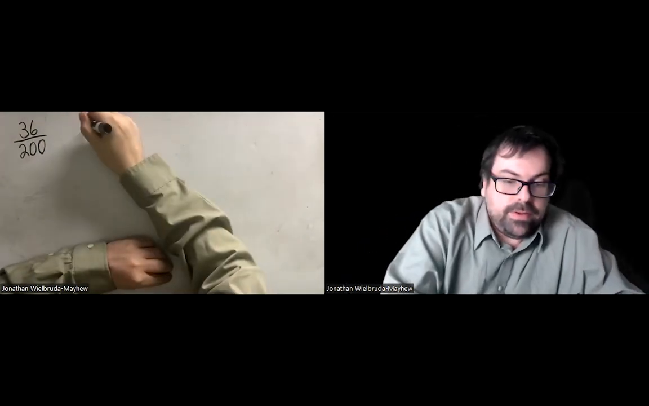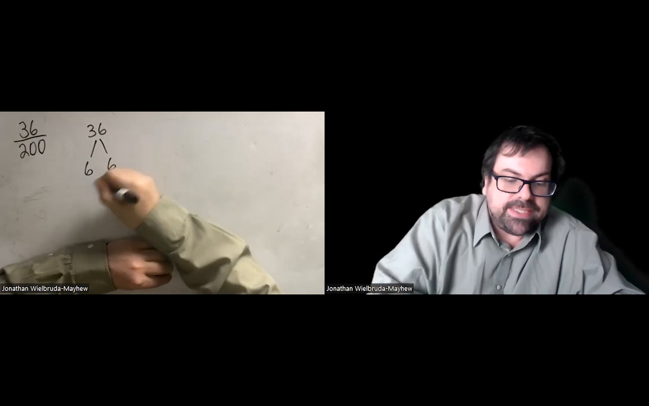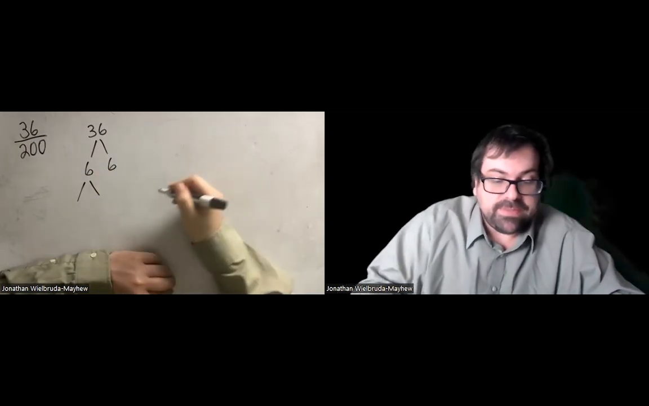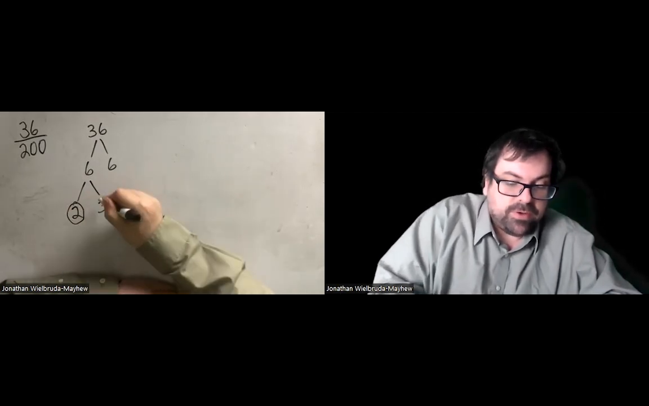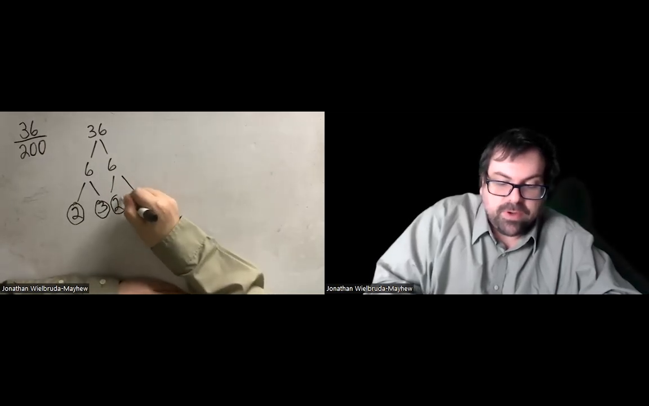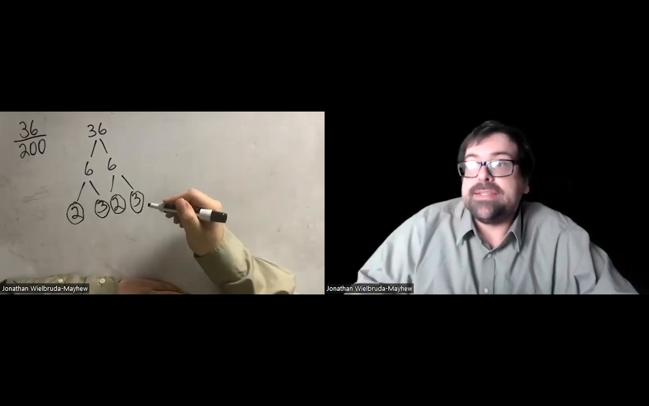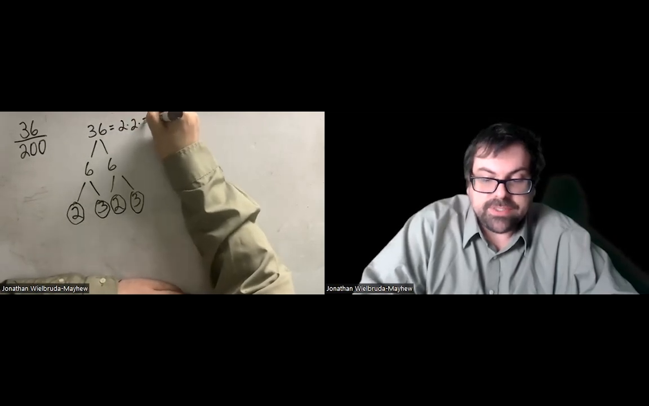Let's look at reducing 36 over 200. We would have to get the prime factorization of 36. That can be 6 times 6 or 12 times 3. You're going to end up with the same answer if you use 12 times 3. 6 is 2 times 3, which are both prime. 6 is 2 times 3, which are both prime. We get that 36 equals 2 times 2 times 3 times 3.